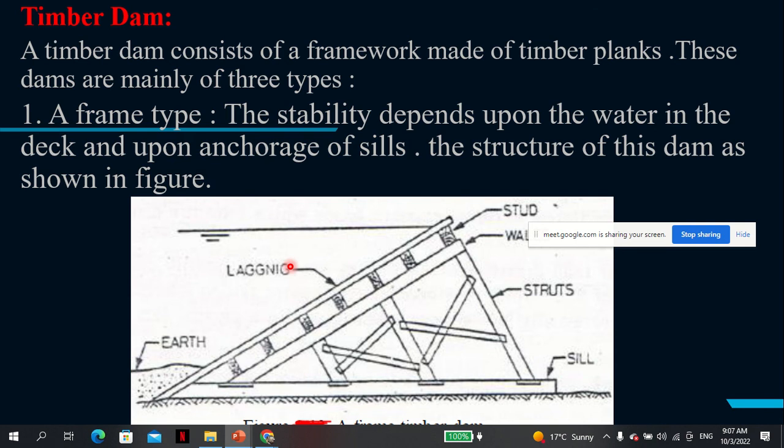Now, timber dam consists of framework made of timber planks. These dams are mainly of three types. Frame type, the stability depends on the water in the deck and upon anchorage of seals. The structure of this dam is as shown.